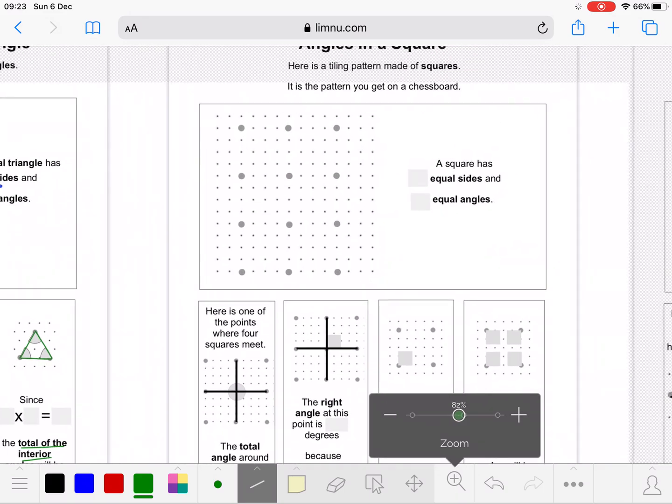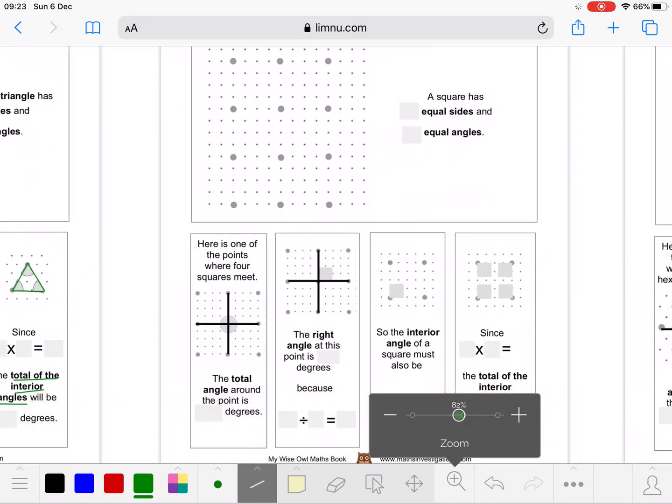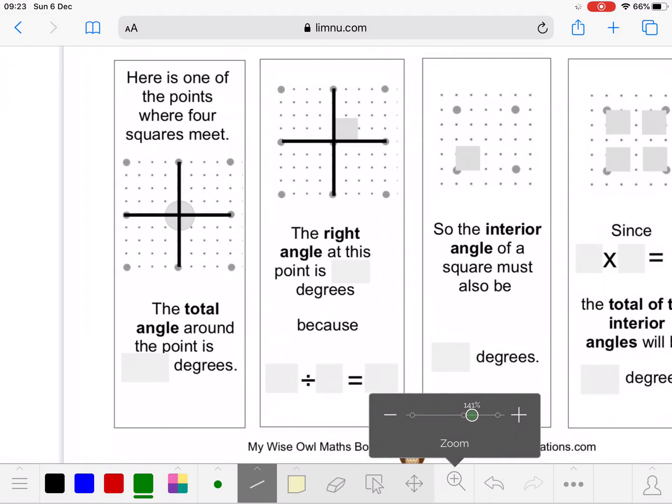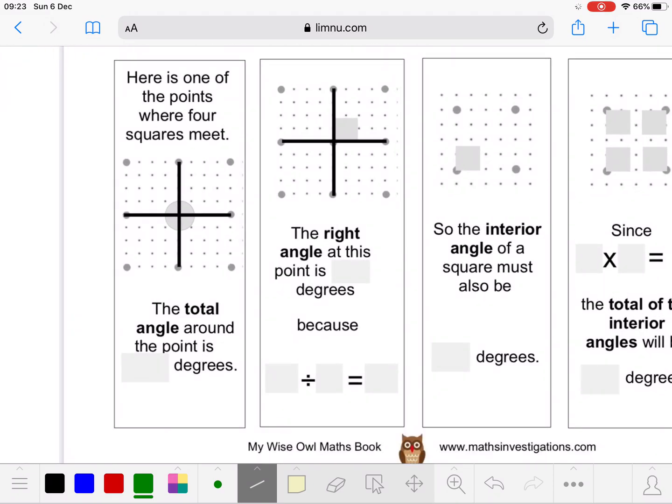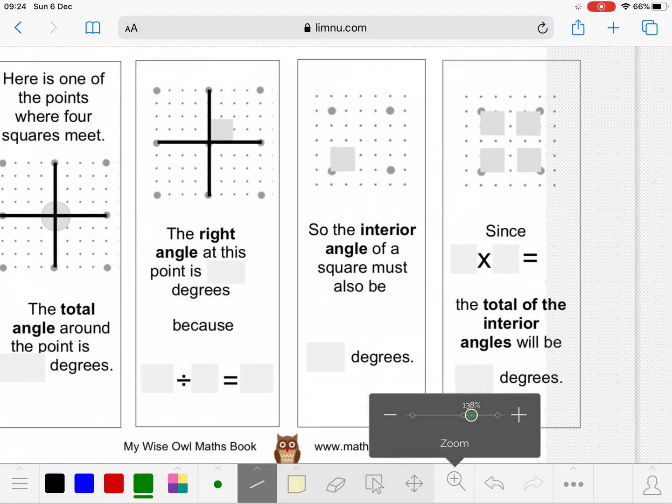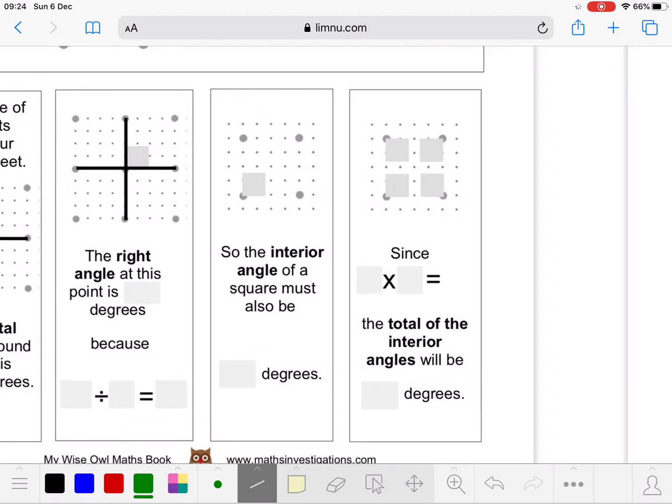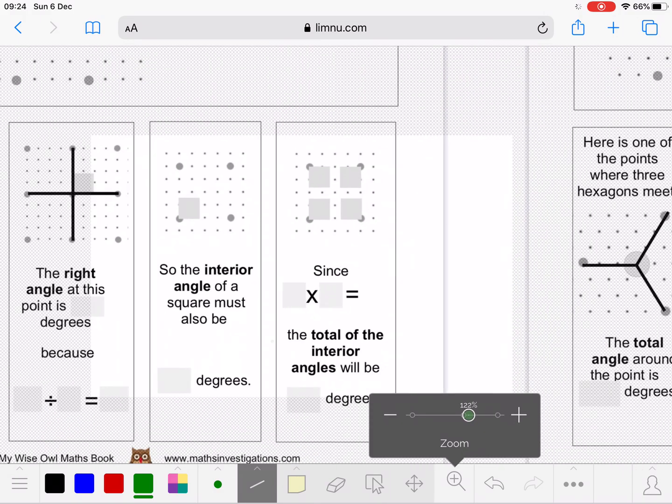Same idea with the square. Make your tiling pattern in the same way, and again, look at where one point where 4 squares meet, work out the angle, work out the interior angle of the square, draw the square in the last one, and work out the total of the interior angles.